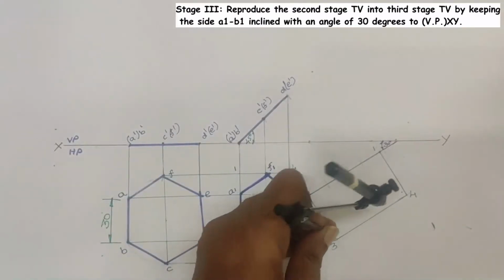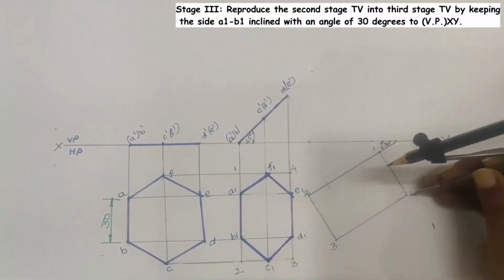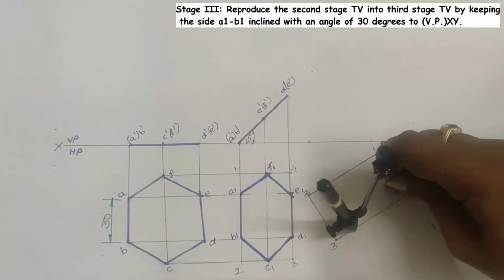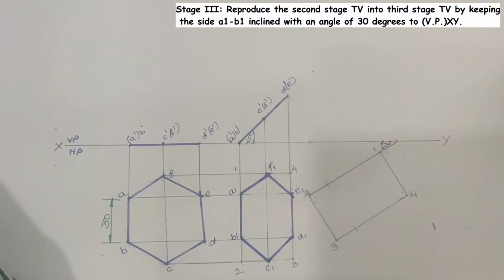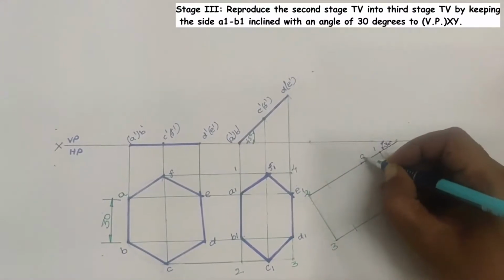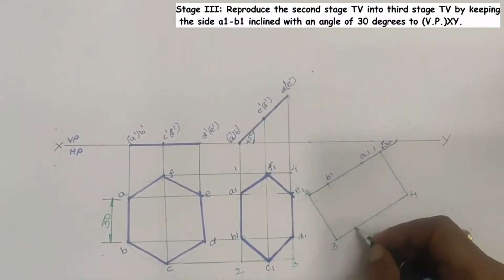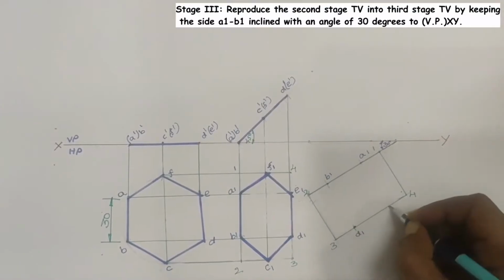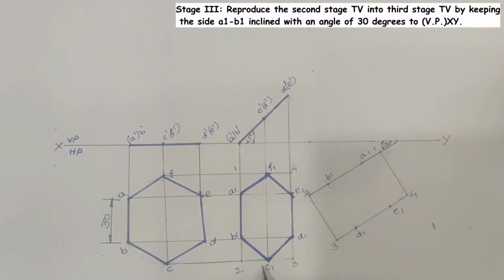Similarly, with the same radius, draw an arc on the 3, 4 side with 3 as a center, and with 4 as a center, with the same radius, draw an arc on the 3, 4 side. With that you will get points, namely, say A1, B1, D1, E1. Then we need to locate C as well as F points, that is C1 as well as F1 points.